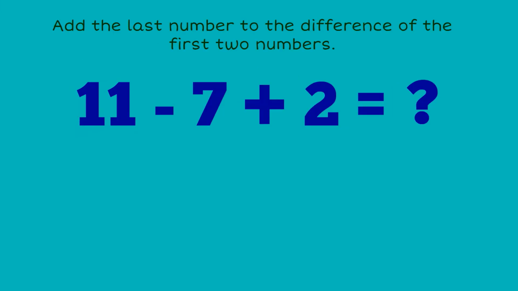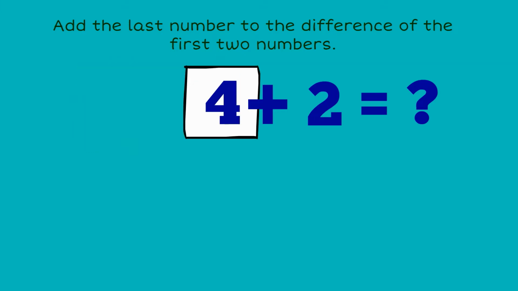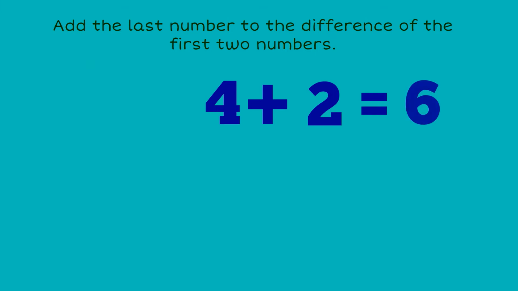Add the last number to the difference of the first two numbers. Remember, the difference of 11 and 7 is 4. So we will add 4 to the last number, which is 2. So 4 plus 2 is equal to 6. The answer is 6.